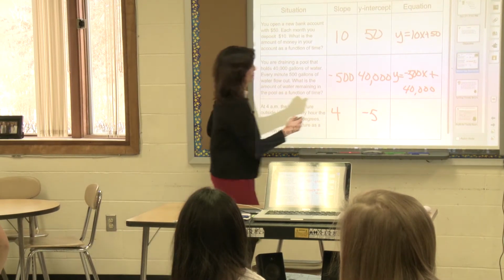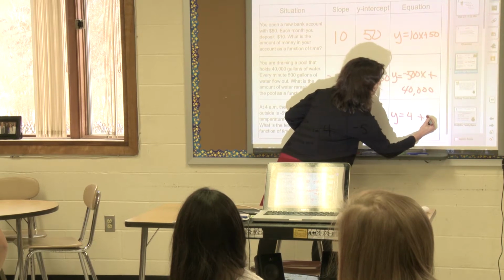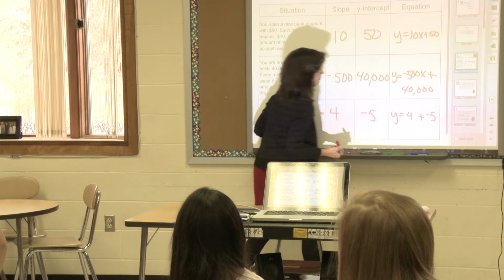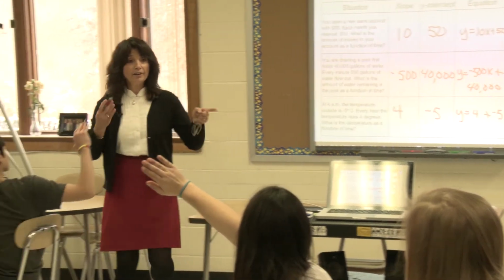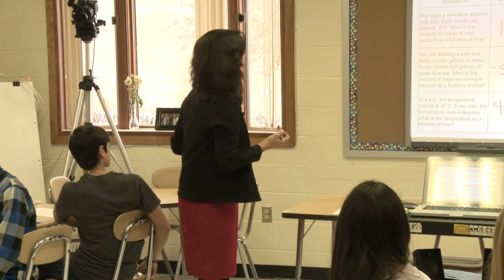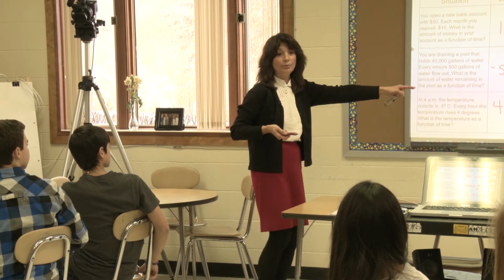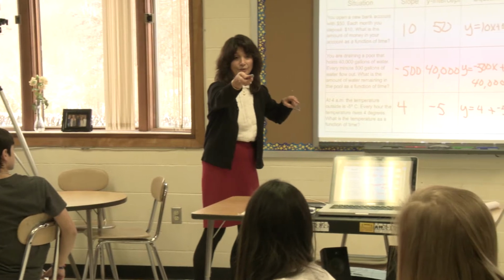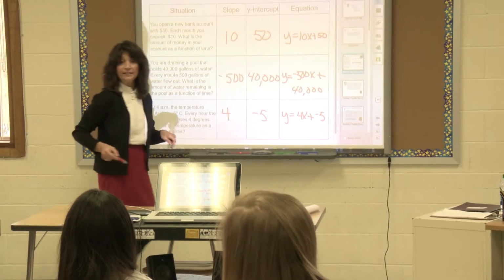Y equals 4 plus -5. Like that? Everyone agree? Y equals 4 plus -5. Arthur, what do you say? You forgot to put the x. Very good. If I don't put that x, what's going to happen with that line? What would that line be? This can be a horizontal. Very good. Okay, so everyone feels comfortable with these?